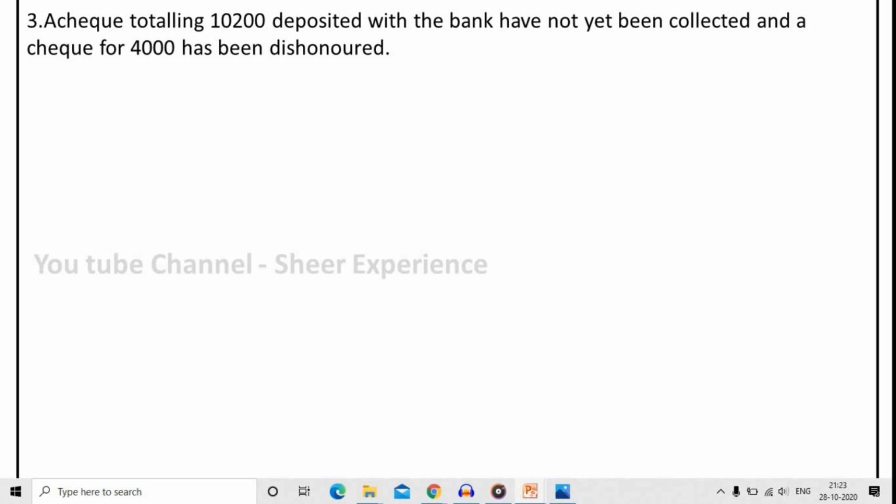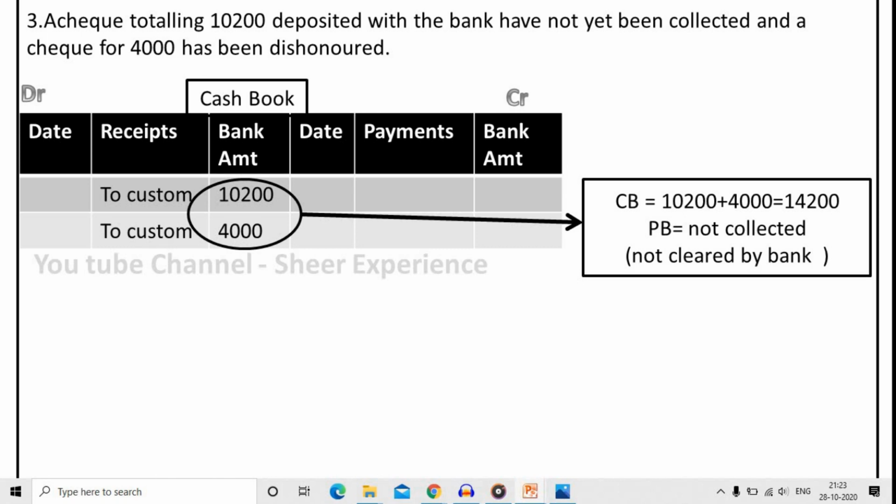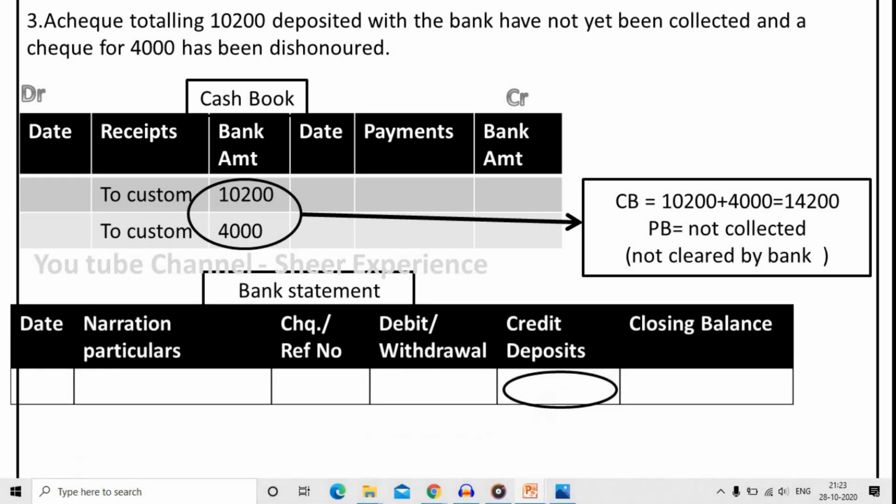When the amount is not collected, there won't be any entry appearing in the bank statement. Even when the check is dishonored, there won't be any entry in the bank statement. In both the changes, there is no amount credited to our bank account. So our difference amount is 10,200. Cash book balance is more than passbook balance.